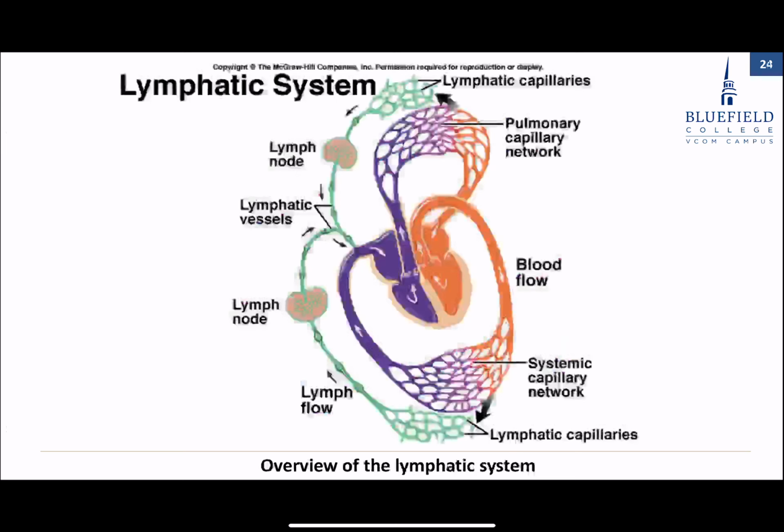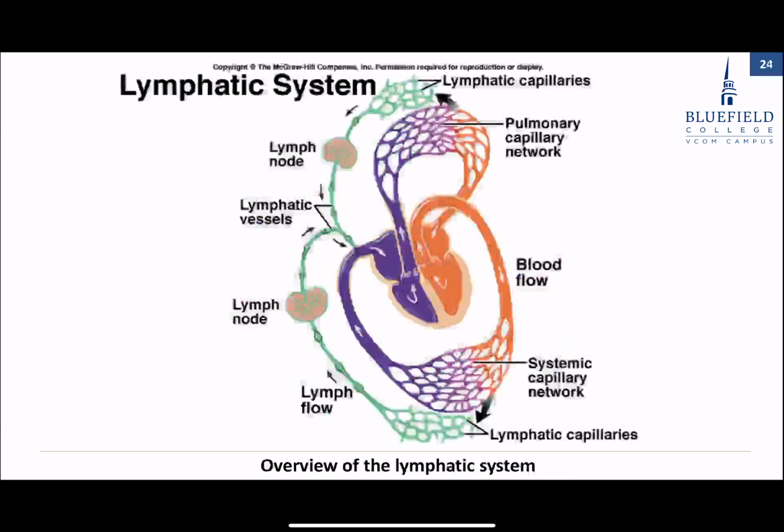And as it picks up that extra interstitial fluid, it will pick up pathogens potentially. That's why it's got to be immunologically screened. It will pick up debris. It will also pick up cancer cells if they have broken loose within that interstitial fluid. And so this basically describes the function of it there.